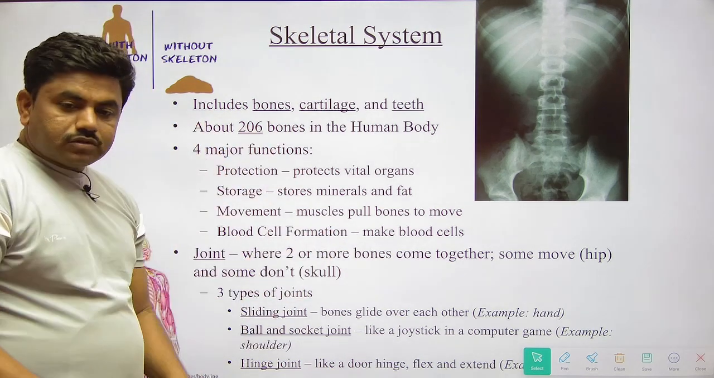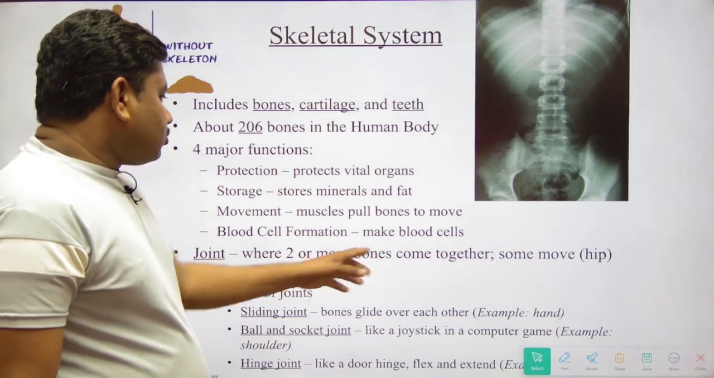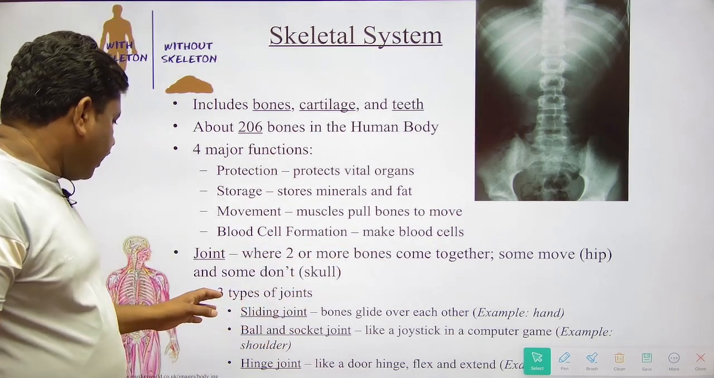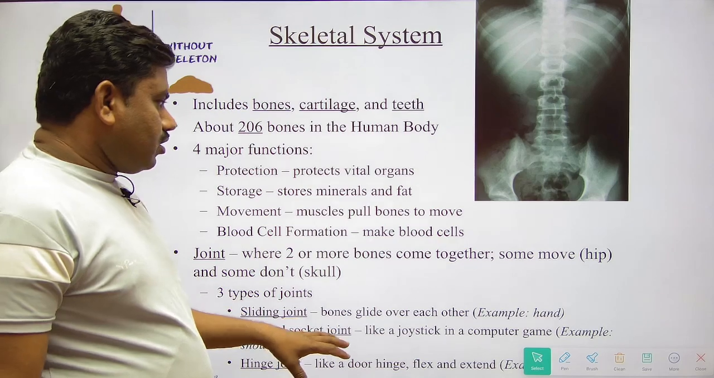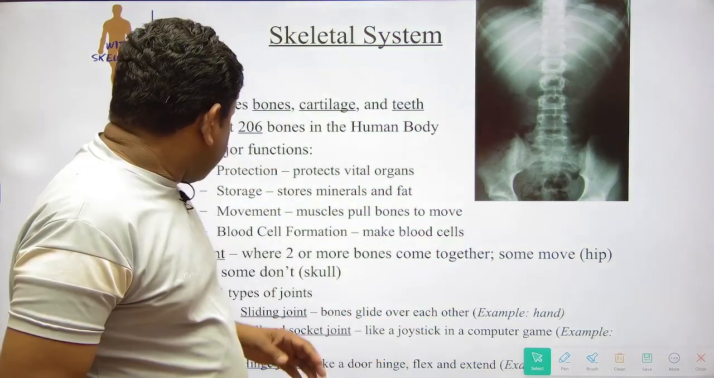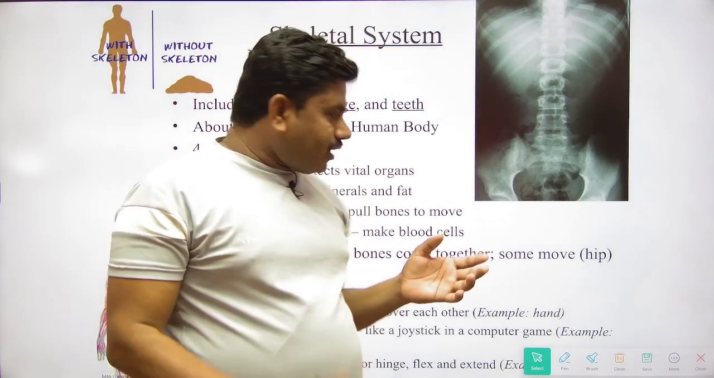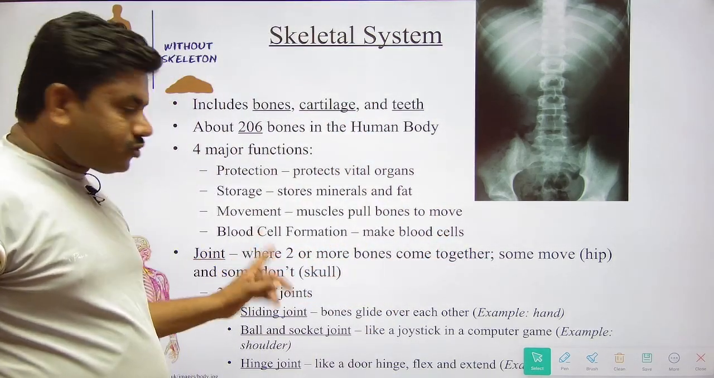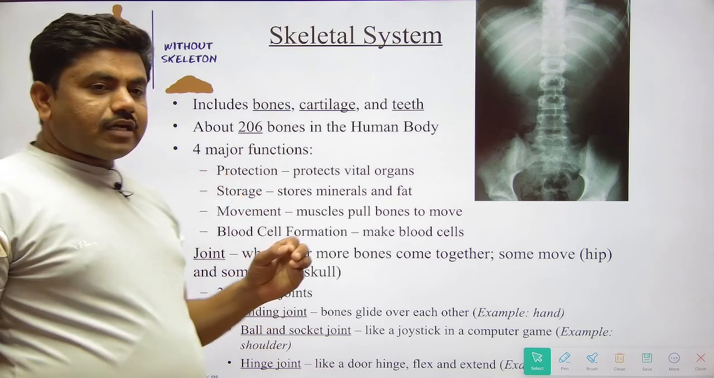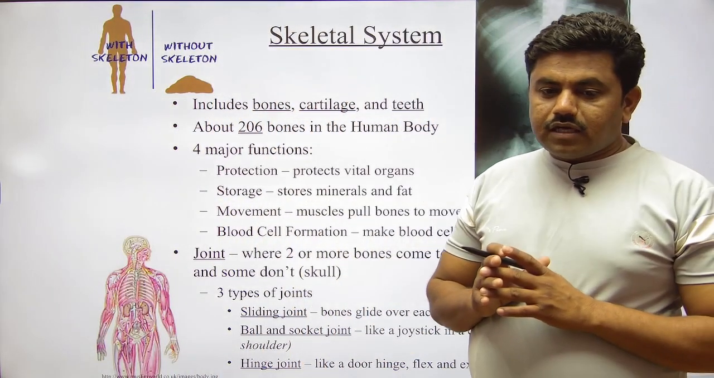Here is also a joint, our knee joint, and a joint is where two or more bones come together. Some move and some don't. Some move, like the hip, which moves back and forth, while the skull does not move, and that is also a joint, we can say. There are three main types of joints. Which are the three main types of joints?